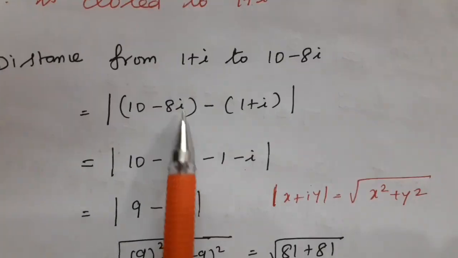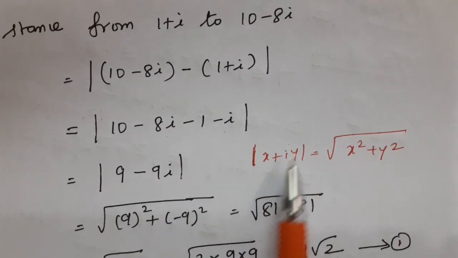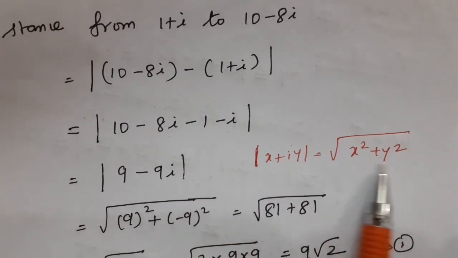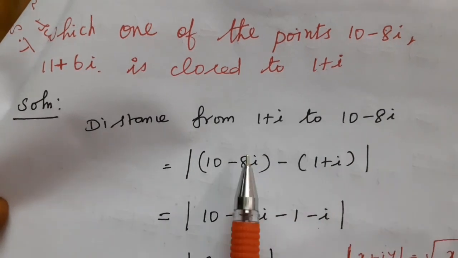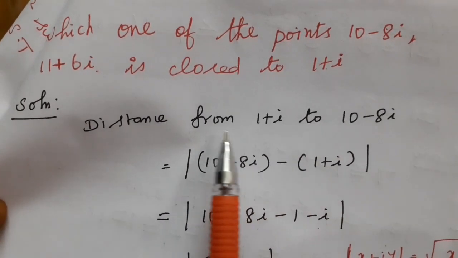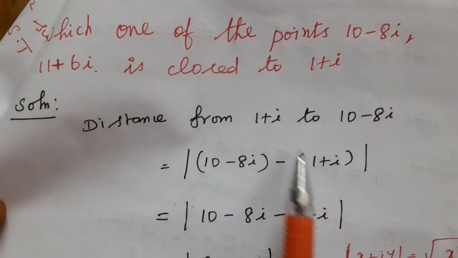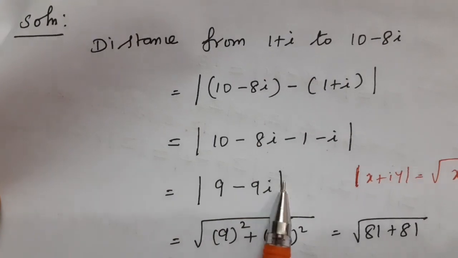Understand what I am saying? This is a complex number. If we want to find the distance, we take the modulus, which means real part square plus imaginary part square. So the distance from 1 plus i to 10 minus 8i means 10 minus 8i minus 1 plus i. If we simplify, we get 9 minus 9i, a complex number.